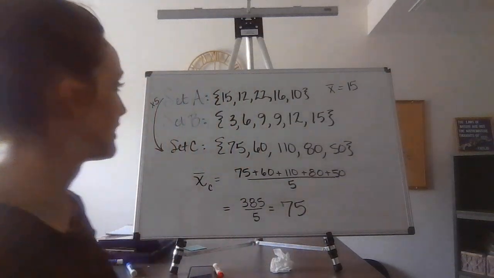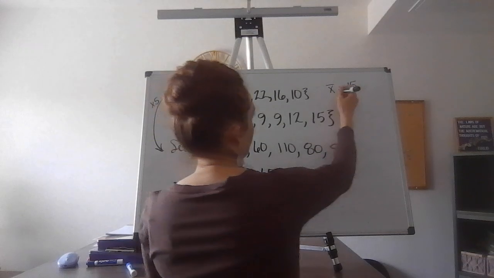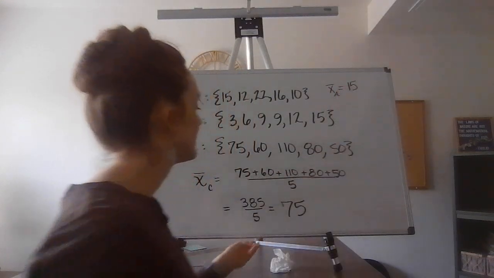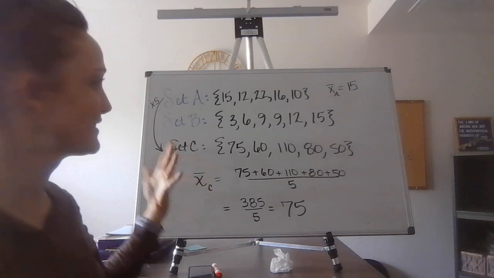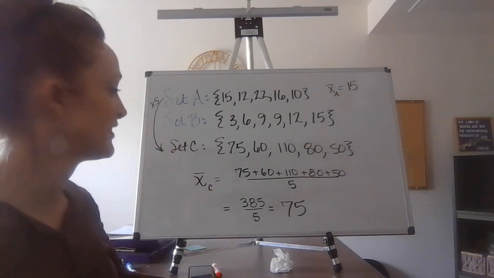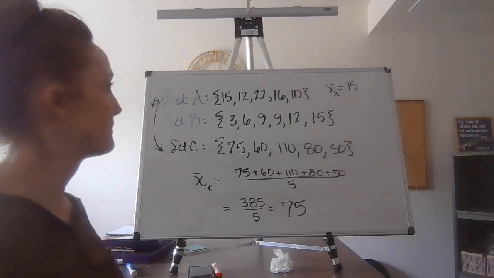What is the relationship between our original x bar for A versus x bar for C? What is the relationship between 75 and 15? Take a second and think.